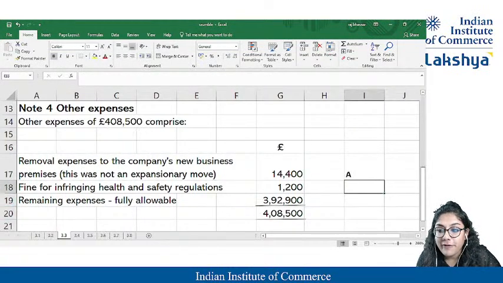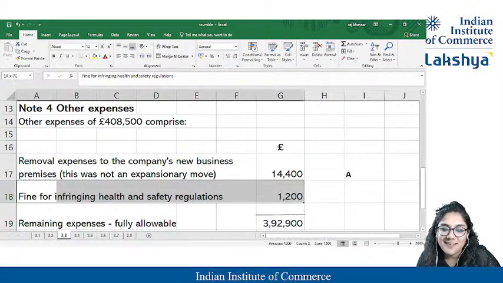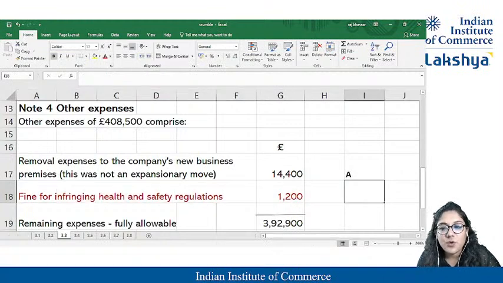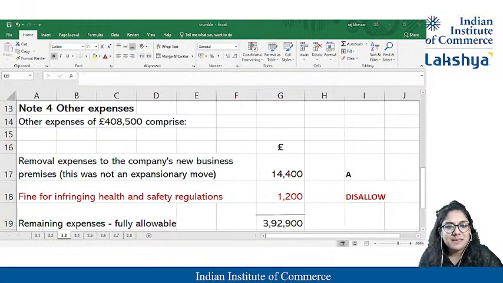Fines, guys, fines. Would income tax ever want people to pay fines? No, ma'am, a fine is a bad thing. Bad thing, disallowed. Don't take the expenditure for that. Why? A fine means something bad you would have done, so that is not allowed.